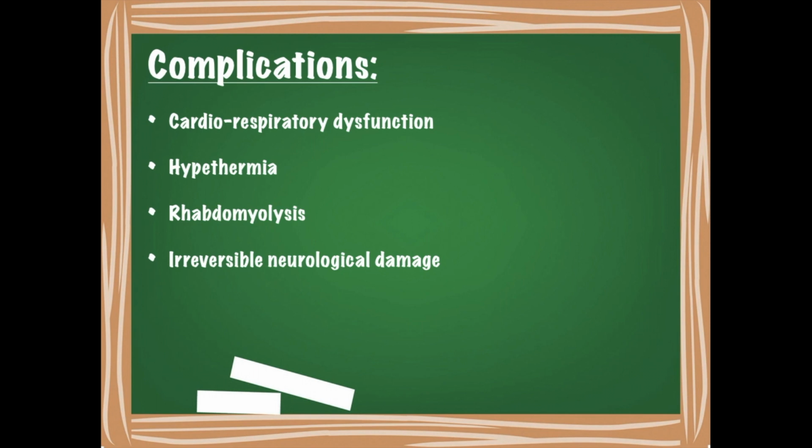The seriousness of status epilepticus could cause cardiorespiratory dysfunction. It could cause hyperthermia. It could cause rhabdomyolysis, which is the breakdown of muscles. And it could cause irreversible neurological damage because of the constant excitatory state of the body.